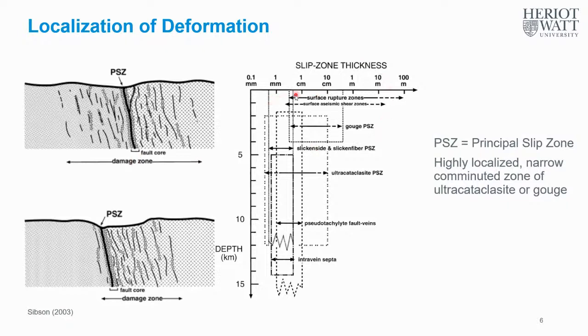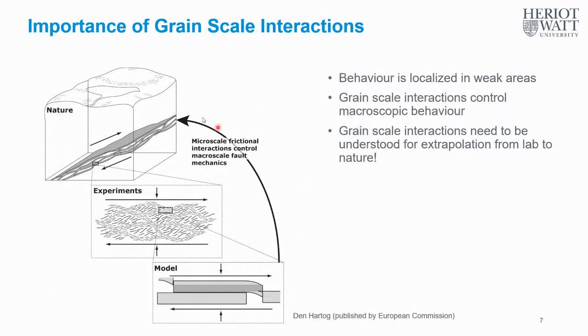And this diagram shows the slip zone thickness as a function of depth. For ultracataclasite principal slip zones, thicknesses of well below 1 millimeter have been observed. For gouge zones, they are also below 1 centimeter. So this is all very narrow, which shows that the deformation is localized in fault zones. To actually understand the full-scale behavior in nature, we are going to look at what happens at the grain scale to understand that better.